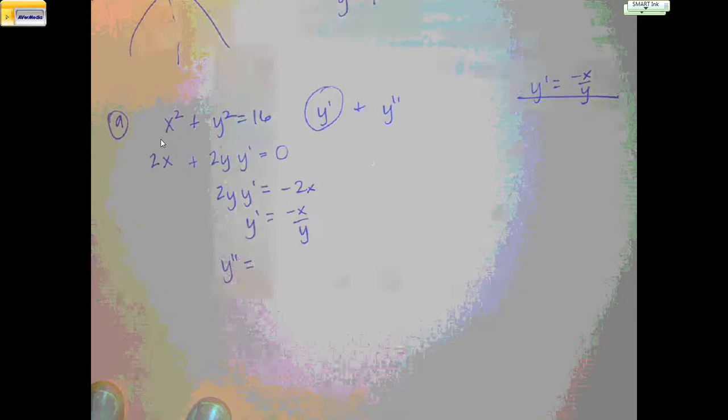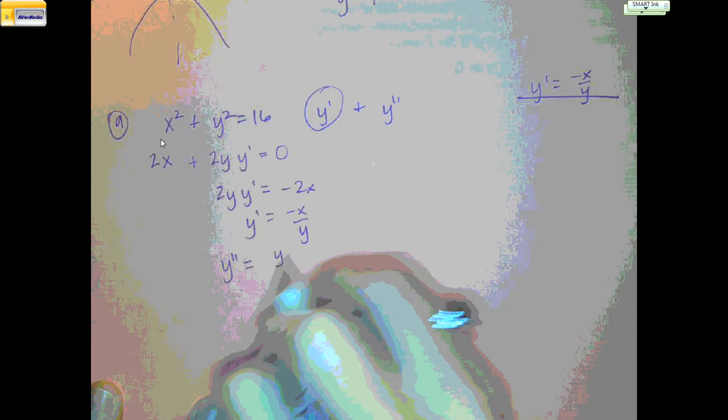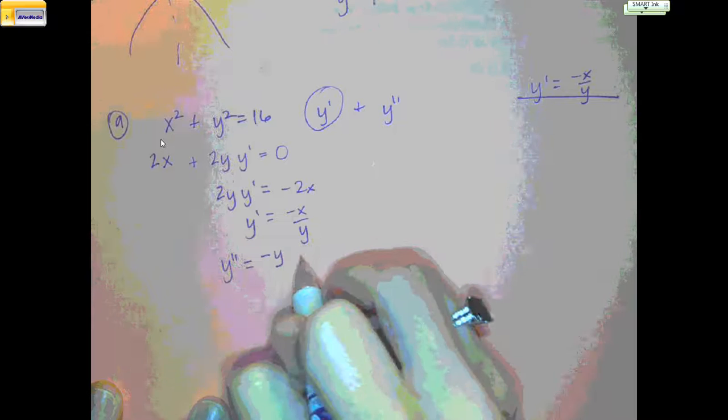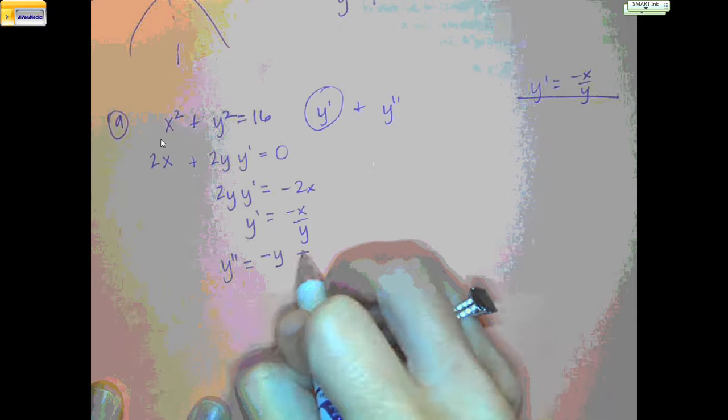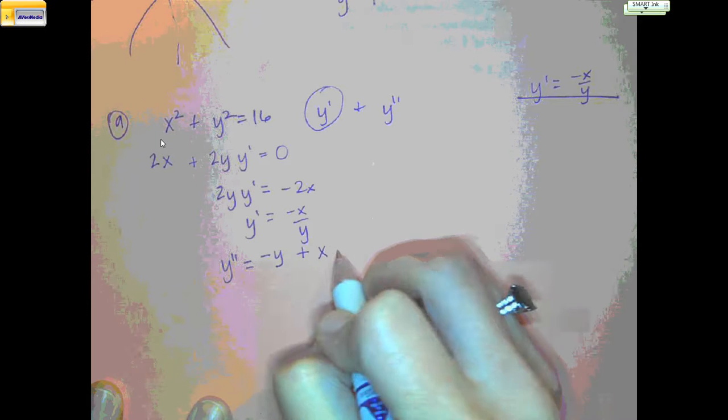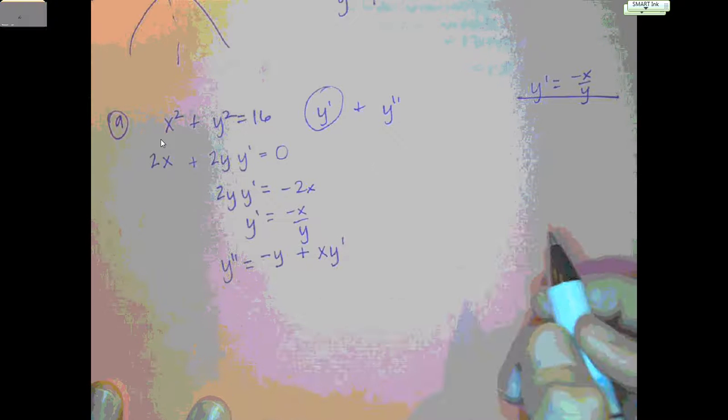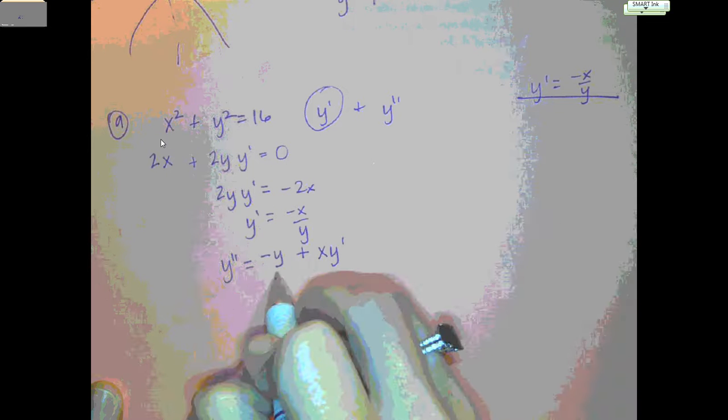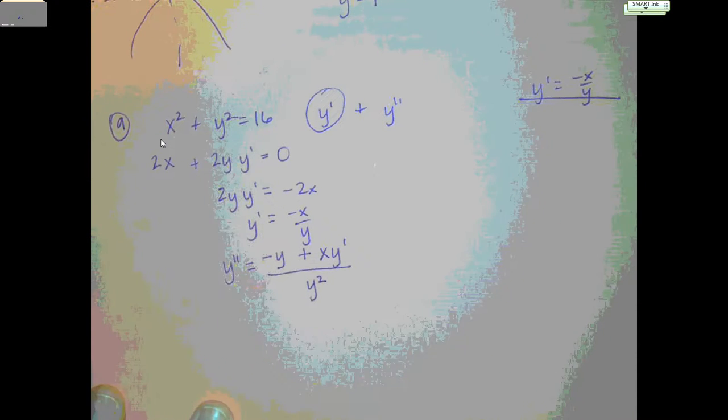Quotient rule, bottom times the derivative of the top, which is -1, minus the top, so minus negative x, times the derivative of the bottom, y prime, over y squared. Okay, all done, right? No.